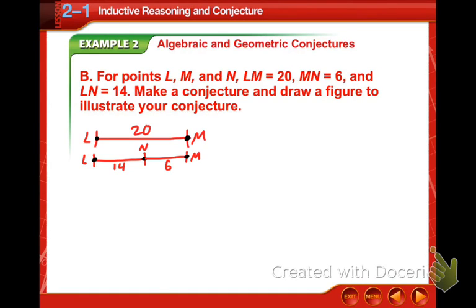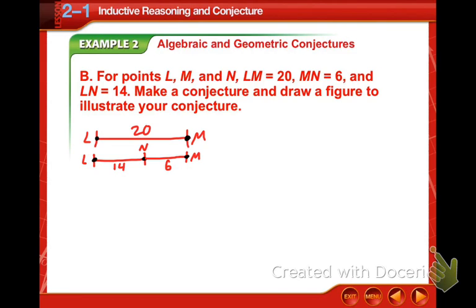It's a line. Now the question is, could it be a triangle? The answer to that is no. Because there's a law in geometry that we have not learned yet, but we will very soon, that says that the sum of any two sides of a triangle needs to be greater than the length of the other side. So here we have 14 plus 6, that's equal to 20, not greater than 20. We can't make a triangle then.